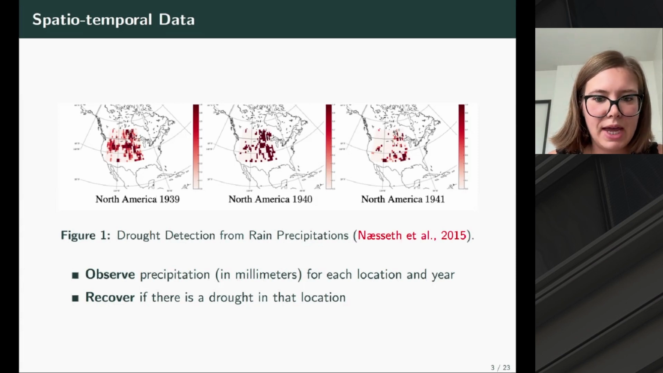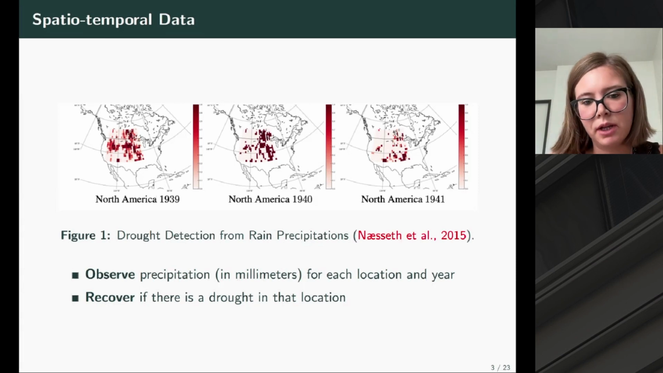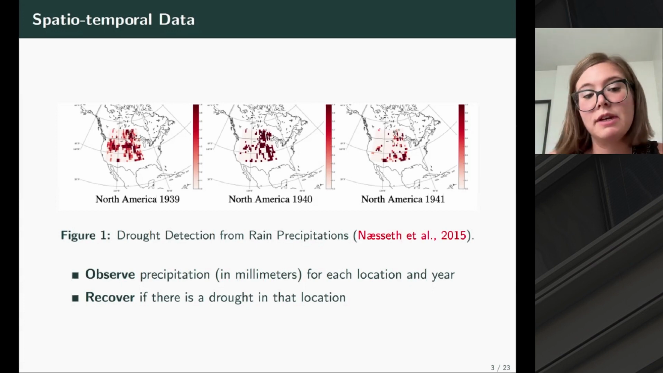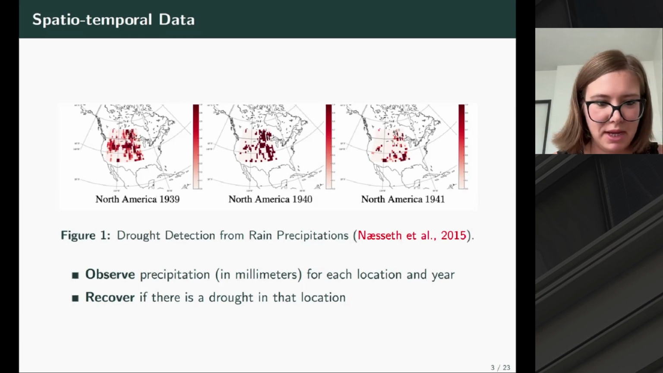As you can see, we have a temporal component given by the years. I took 3 consecutive years, but the data are daily data. But we also have a spatial structure given by the grid over here. And in this case, it's a real spatial structure, meaning geographically based.